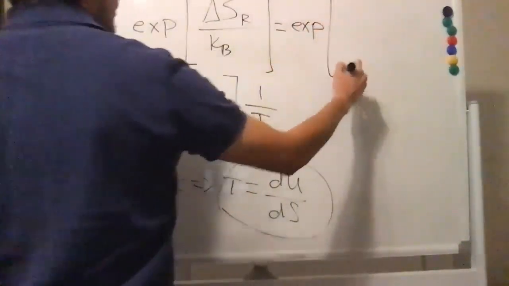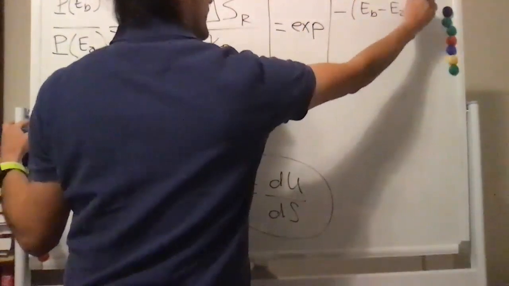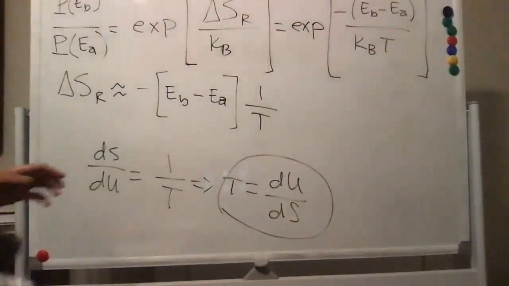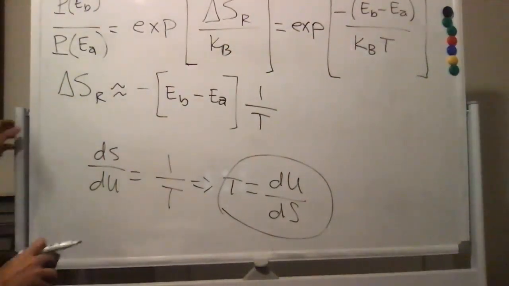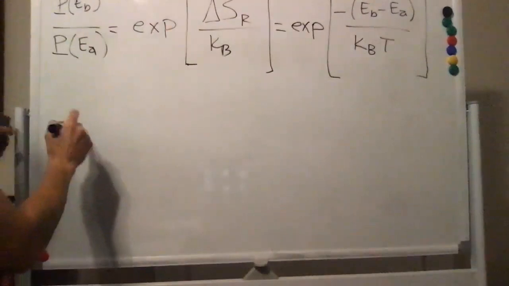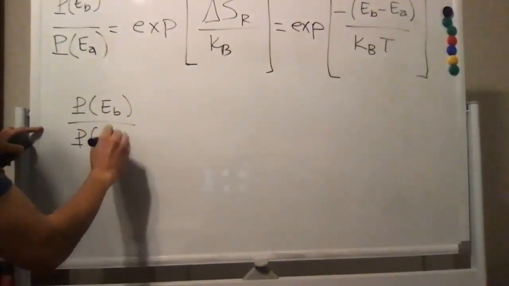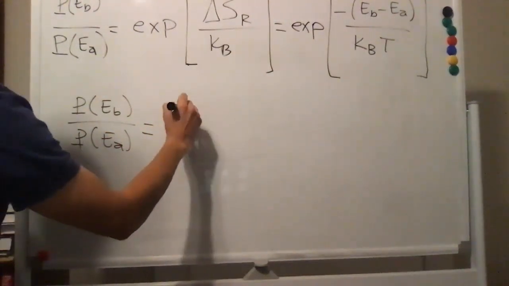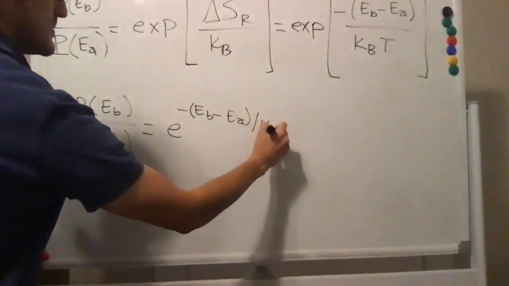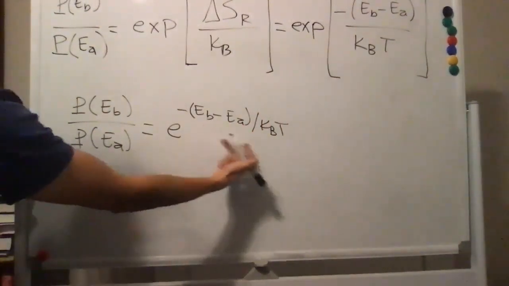So this is the exponent of that. And this you have probably seen in many places. Tends to show up often. So then the ratio of the probabilities is E to these, right? This is the energy difference between the states, and this is the temperature.